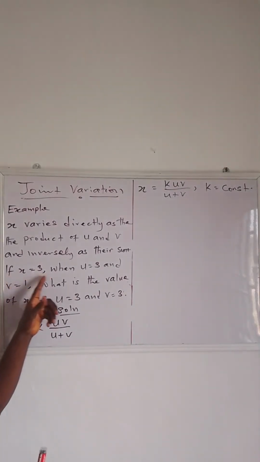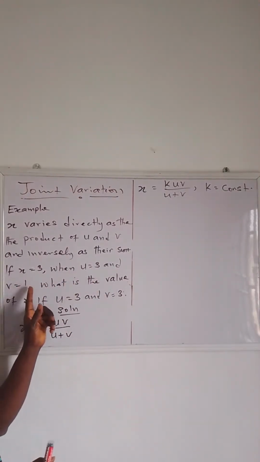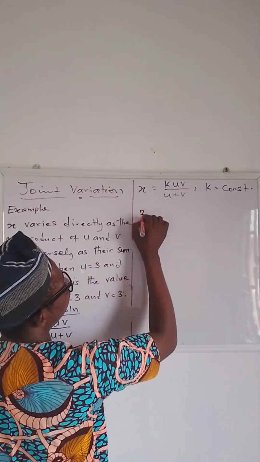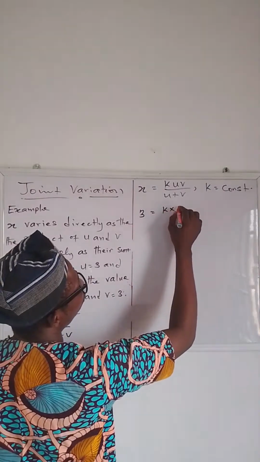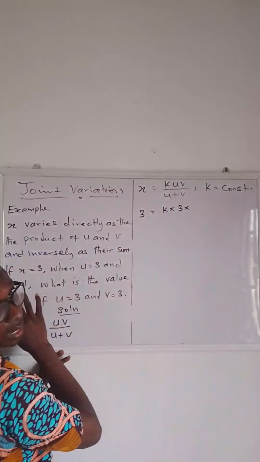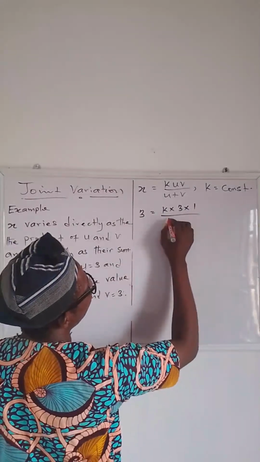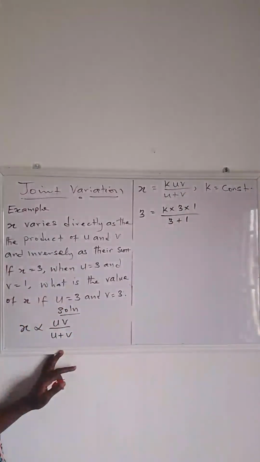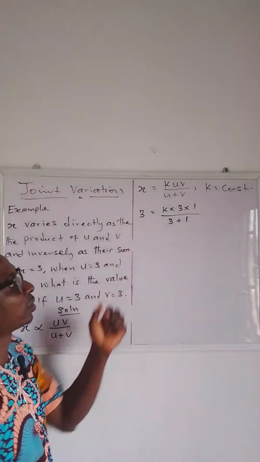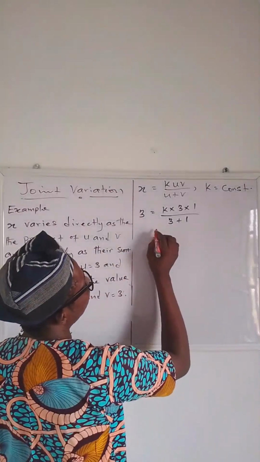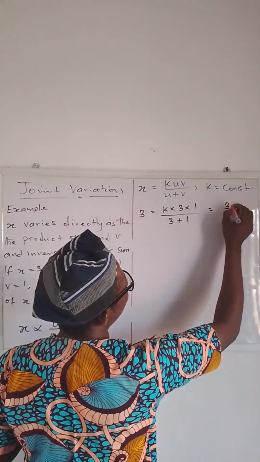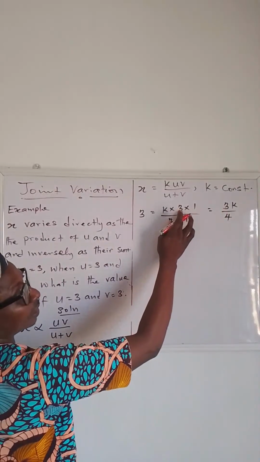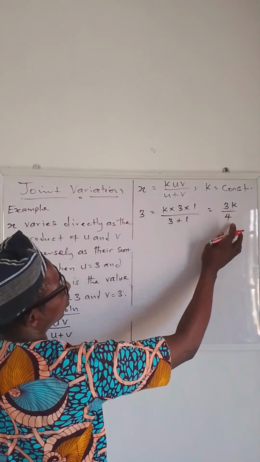So if X is 3, U is 3, and V is 1. All right, so now let's plug in the values. X is what? 3 equals to K times U is also 3, and V is 1 over U is 3 plus V is 1. Okay, so now let's tidy up this. This also equals to 3K over 4. Now when you say K times 3, that's 3K times 1, that's 3K over 4.